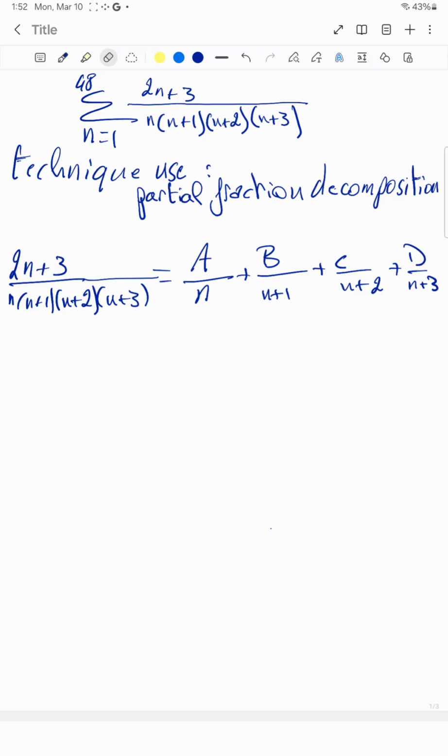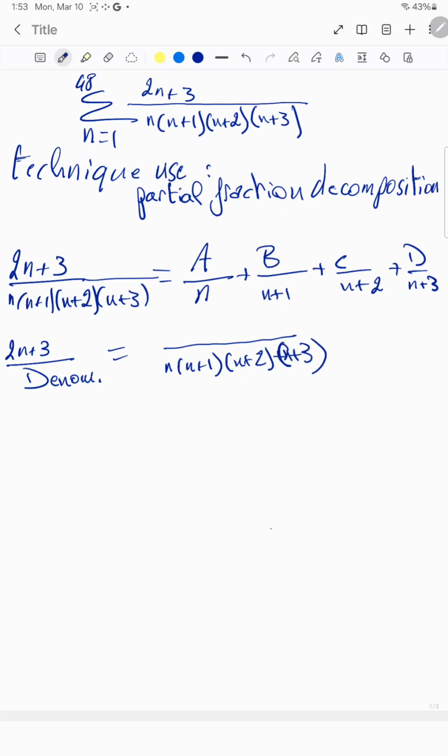So now let's put a common denominator on the right hand side of my equality. So (2n + 3) divided by the denominator equals, my common denominator will be n times (n + 1), (n + 2), (n + 3). It is the same denominator here. Because it is the same denominator on the right hand side and the left hand side, I can get rid of the denominator. When it is the same, I can take it out.